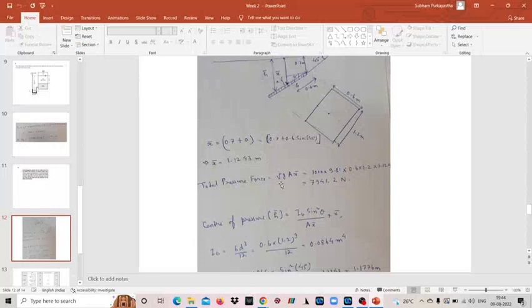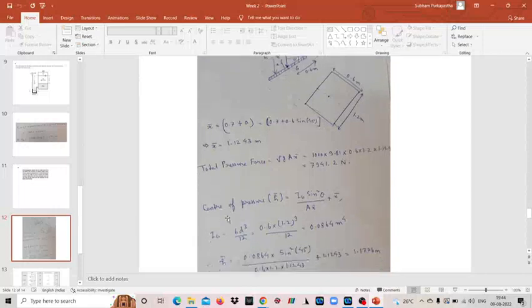Then total pressure will be what? Rho g A x dash. So rho is density of water because the fluid given here is water. G is 9.81. Area of this rectangular plate is 0.6 into 1.2 and x dash is 1.1243. So the answer is 7941.2 Newton.